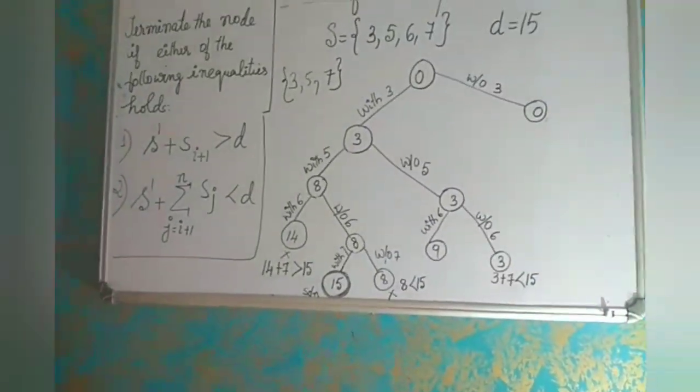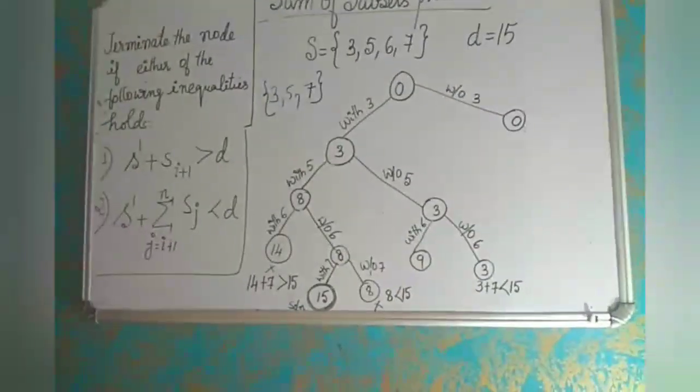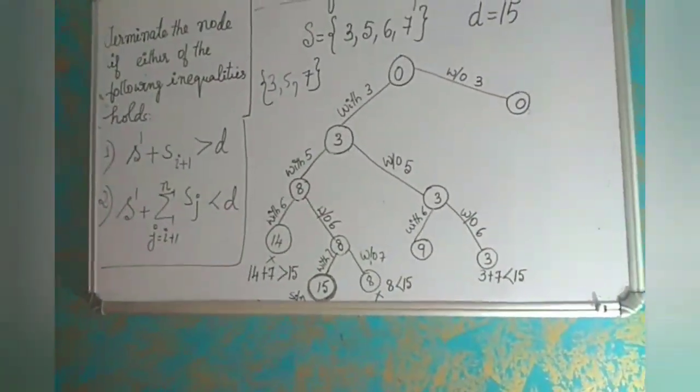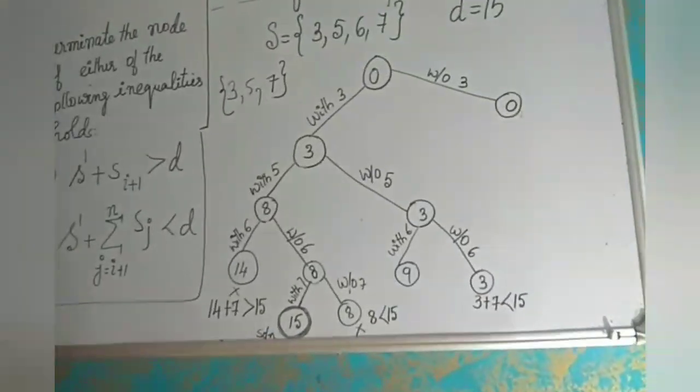So now you are expanding from the third level to the fourth level. That means you have to consider the third element. What is the third element? The third element is the element 6. So with the 6, what happens?